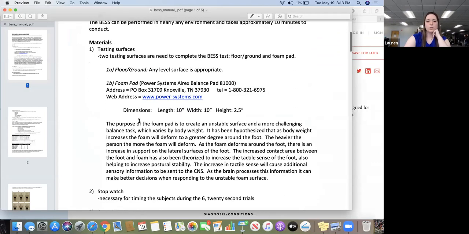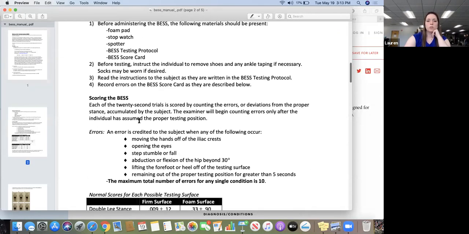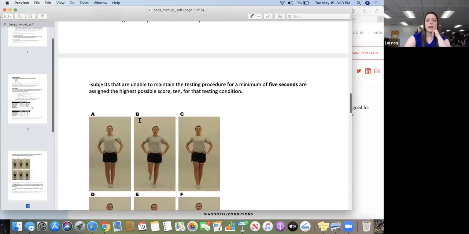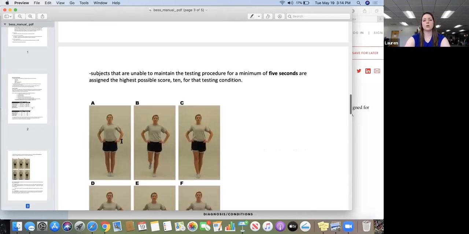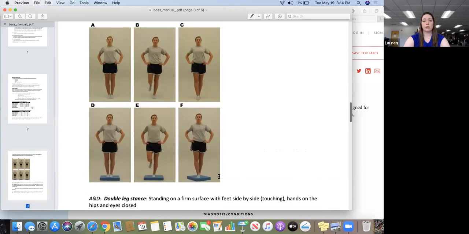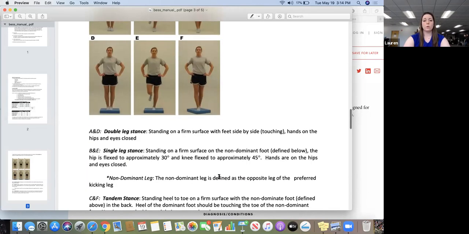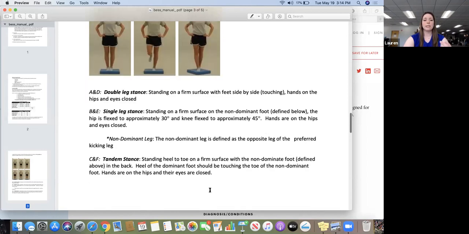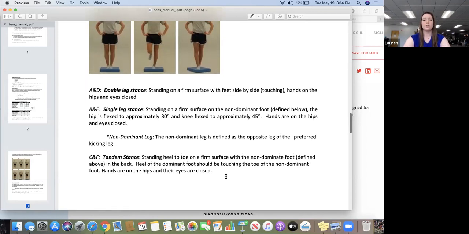So it goes through kind of the whole thing of it. But those testing positions, so eyes closed, should keep the hands on the hips. The first testing position is feet together. Second is single leg balance. And then the third is tandem stance. And you should be testing their non-dominant foot. So with the tandem stance, their non-dominant foot should be behind them.